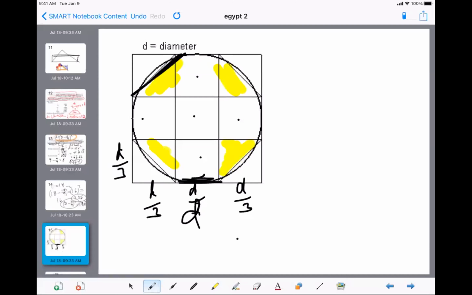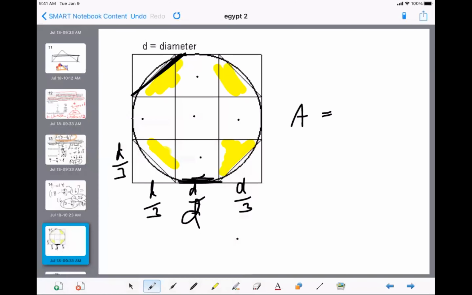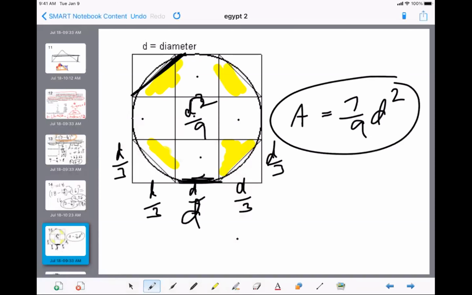So this octagon thing's area is 7 ninths. Sorry, each of these individual squares is d over 3 by d over 3, so it's d squared over 9. Well, that's not the same thing as 8 ninths d squared, which is what their formula is.